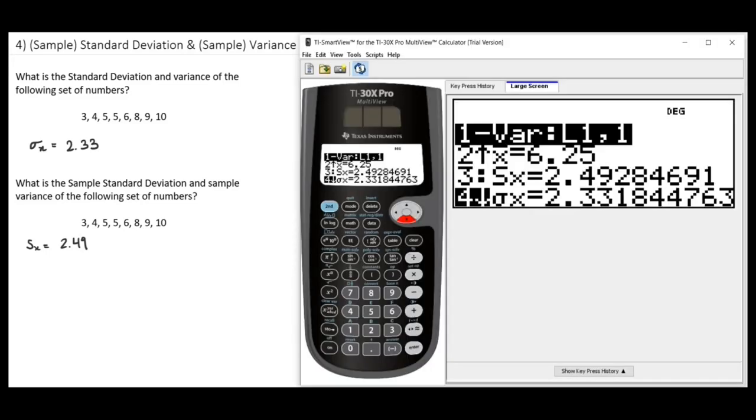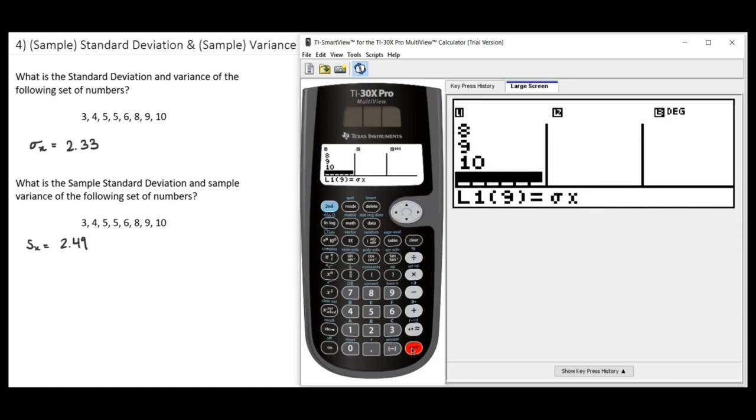And finally, to find the variance or the sample variance, you just need to square the standard deviation or the sample standard deviation. So now we can find the variance. We can do that by highlighting 4 and pressing enter. So as you can see on the bottom, it shows us the standard deviation. We just need to square this number. And then press enter. So the variance is 5.44 if you round it.